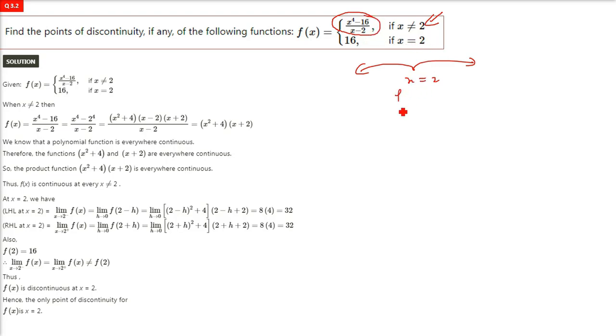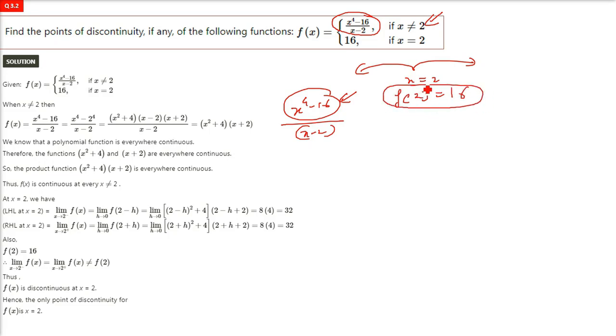So x equals 2. When you go on the left or right of that point, x equals 2, then we have to use this function (x^4 - 16)/(x - 2). The value of the function at 2, that is f(2), is 16. So in order to discuss the continuity and discontinuity, first of all, we see that x^4 - 16 is a polynomial function, and x - 2 is again a first degree polynomial function. Since both are polynomial functions, f(x)/g(x), the division, is also a continuous function.